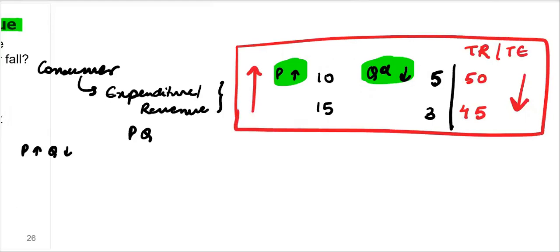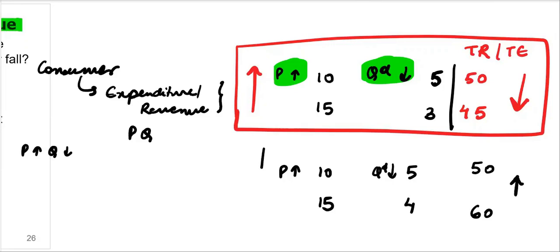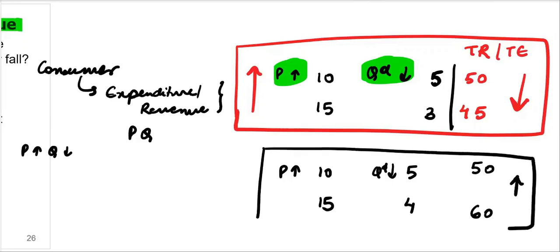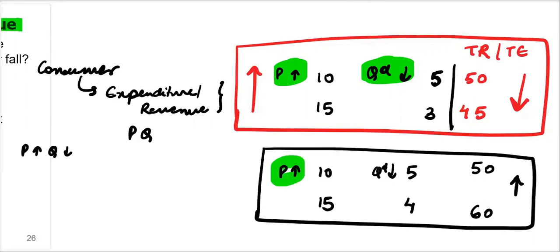The other case can be, let's say that the price increased from 10 to 15. Earlier you were consuming 5 units. Now you start consuming 4 units. So you are still following the law of demand that when price increases, quantity demanded decreases. But earlier revenue was 50 and now revenue is 60. So the revenue that is collected by the salesman or the expenditure that you do increases when price increases.